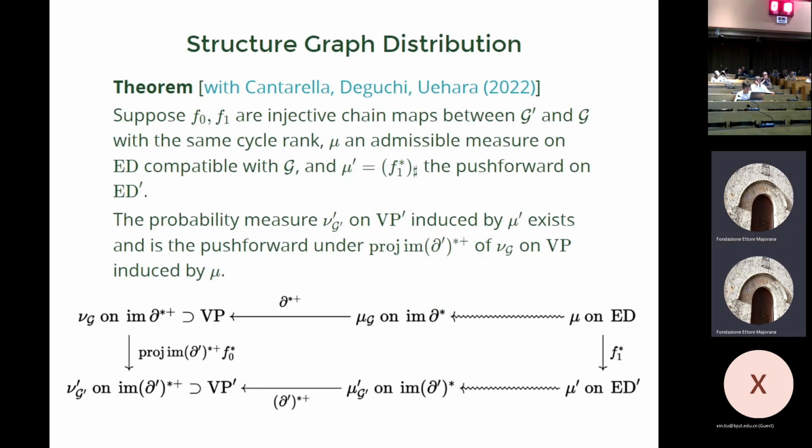And so here's the big theorem, which says, okay, if I have these chain maps, they should be injective and the graphs should have the same cycle rank. So really the G prime is like a template or a structure graph for G. If you don't have this cycle rank condition and the injectivity condition, it doesn't make any sense. And then I have an admissible measure on ED. Again, think like a Gaussian or something fairly simple. And then I push it forward by F1 star. The sharp means push forward in the measure theoretic sense. So that's going down this way.